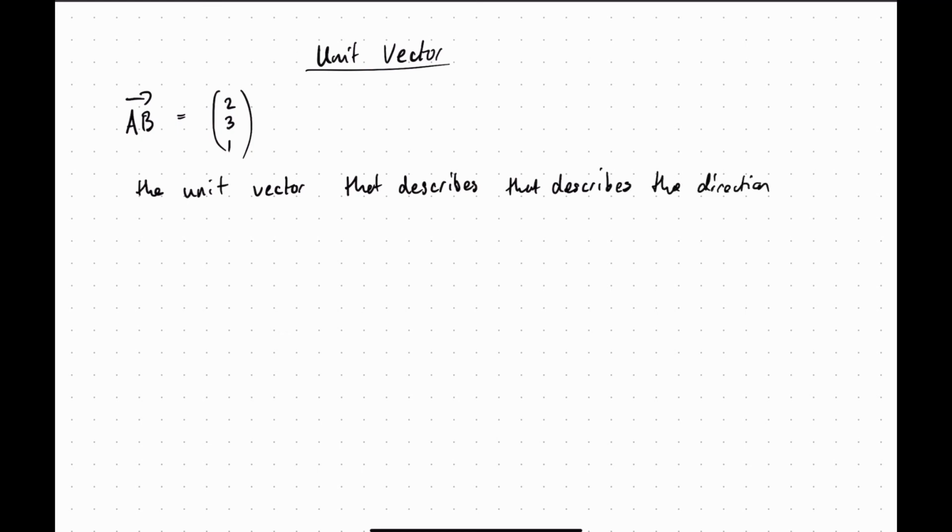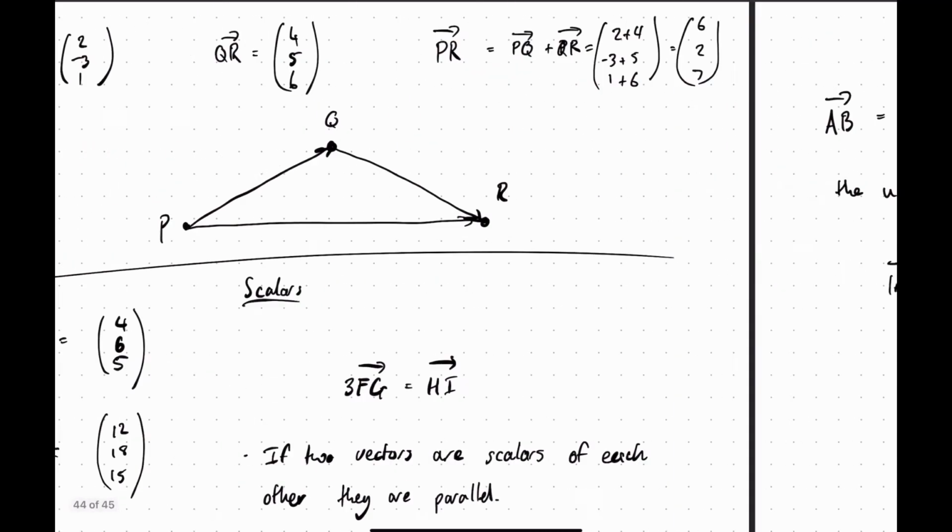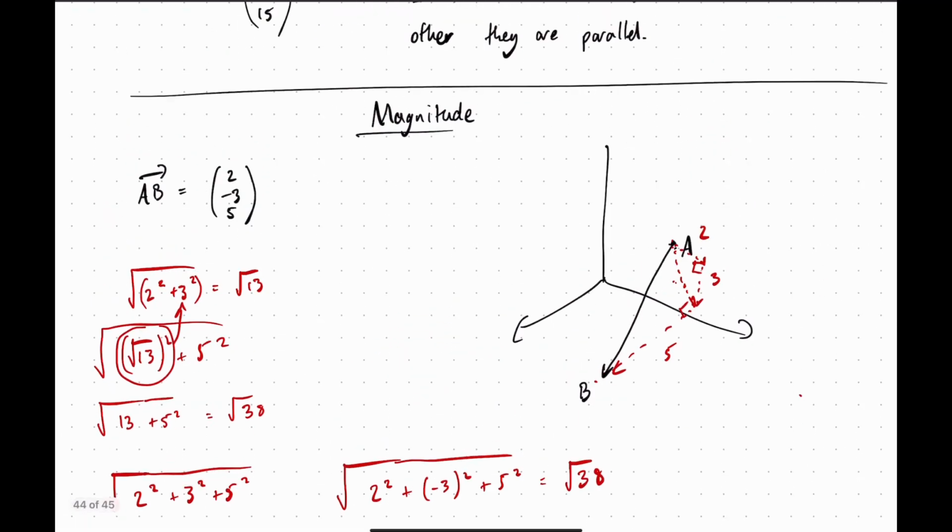Okay, the unit vector that would describe that direction would be 2, 3, 1 times by 1 over the magnitude of AB. Sorry, I should have shown you over here that this stuff is called magnitude. Do you see those two straight lines? That's modulus. Have you heard modulus before? Modulus means to take the positive values of, but in vectors, that is the magnitude.